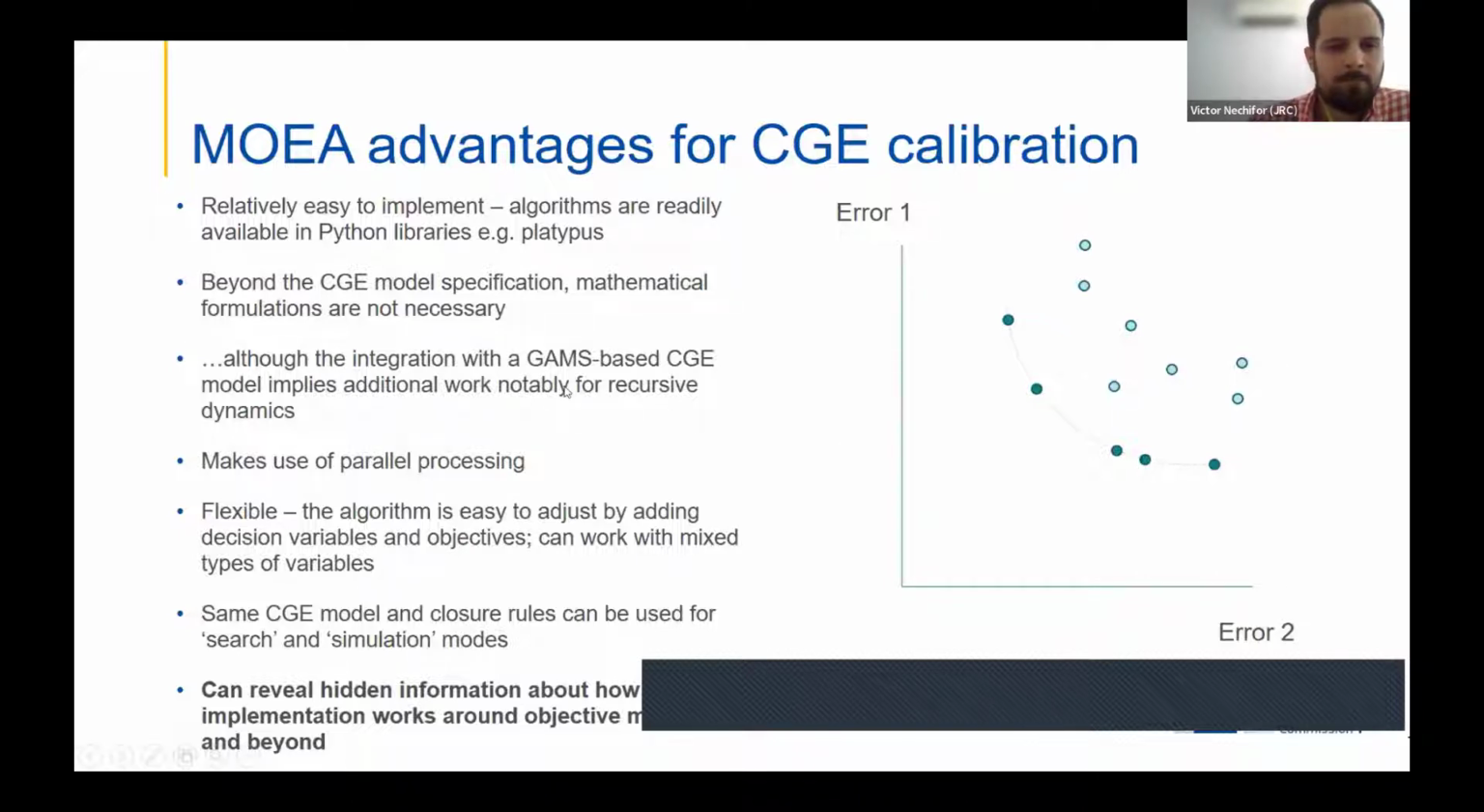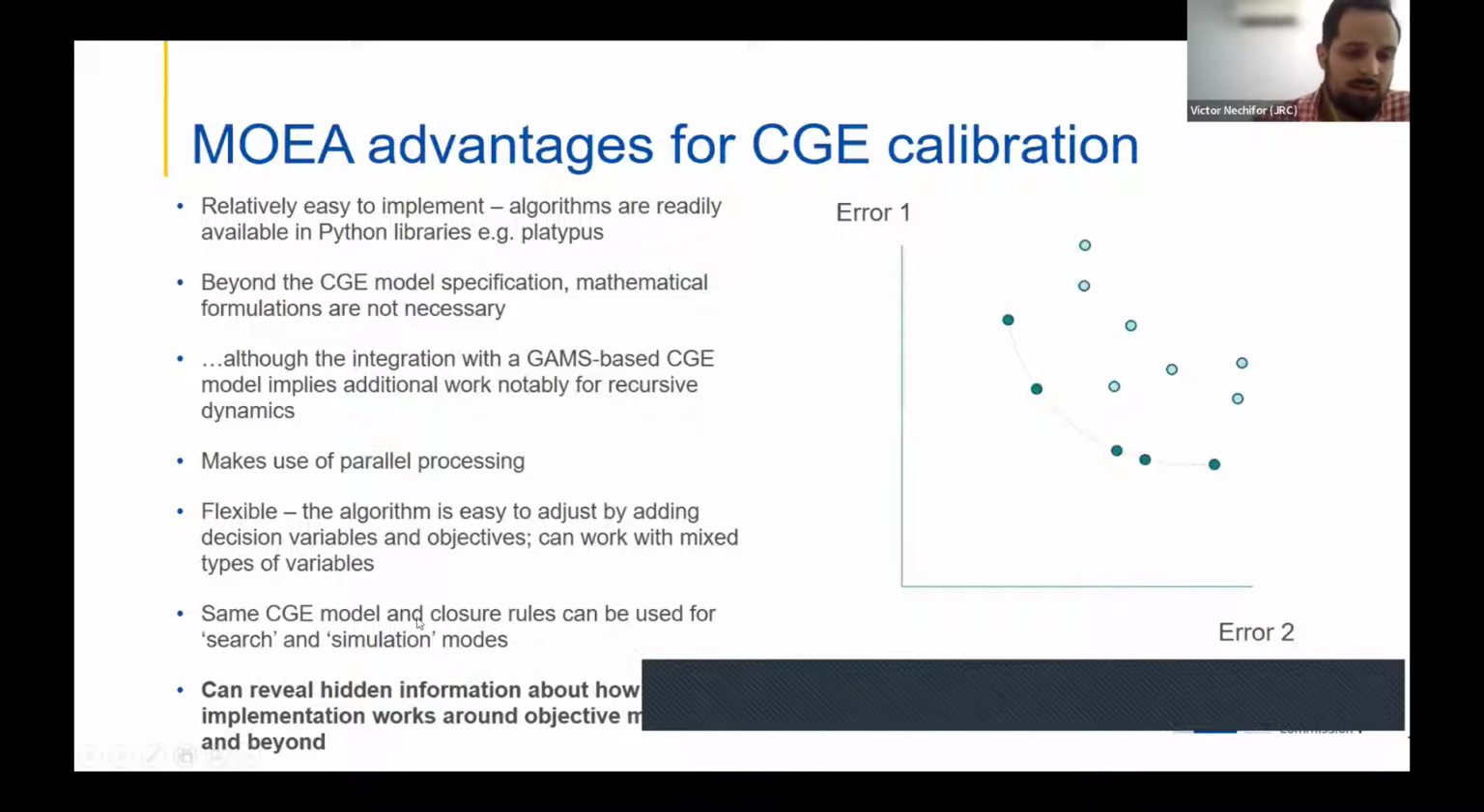Another nice advantage is that it makes use of parallel processing, which we can do very nicely in Python, using the Python GAMS API. It's flexible. It can easily be adjusted to add what we call decision variables, but in CG jargon, these are basically model parameters or fixed variables that the MOA plays with. And we can also add objectives fairly easily. It can work with different types of variables. This adds to the flexibility of this framework.